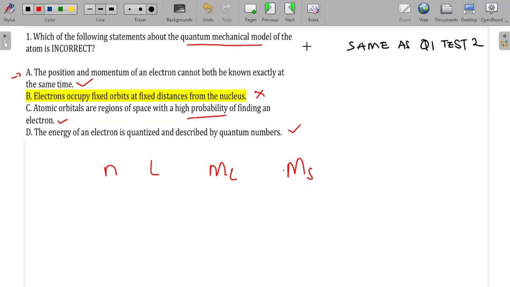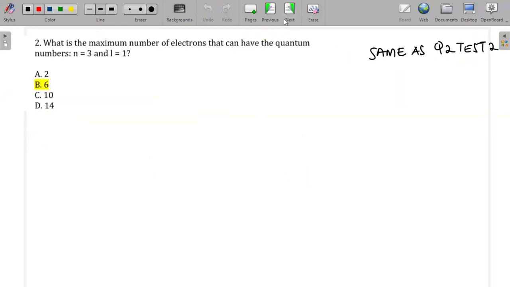This question 1 is from Quiz 2, and it's the same as question 1 from Test 2. We'll move on to question 2. They're asking what is the maximum number of electrons that can have the quantum numbers n equals 3 and L equals 2? How do we solve that?